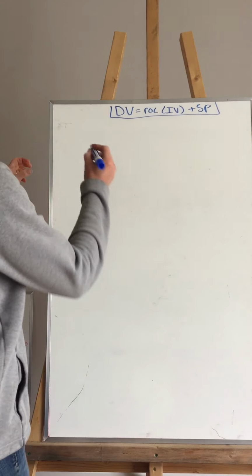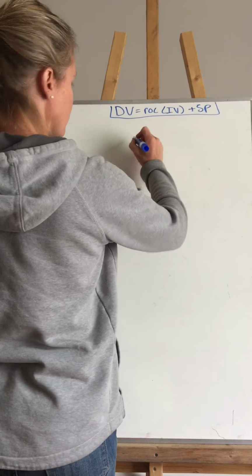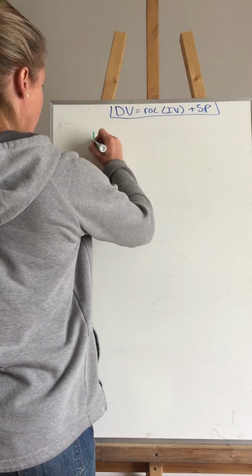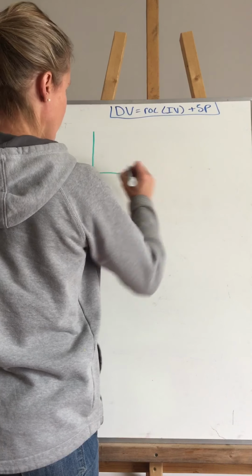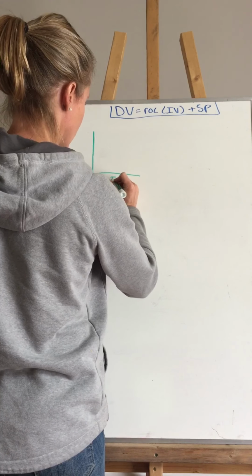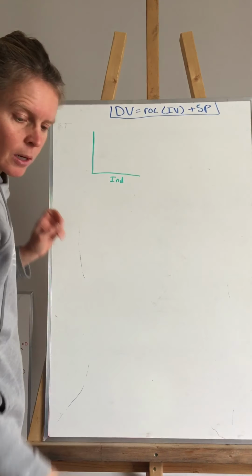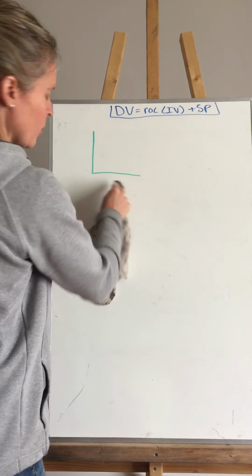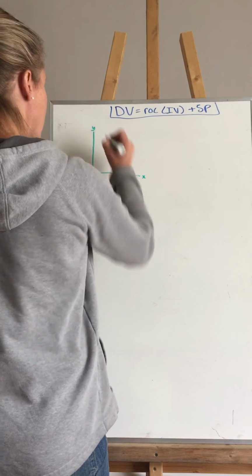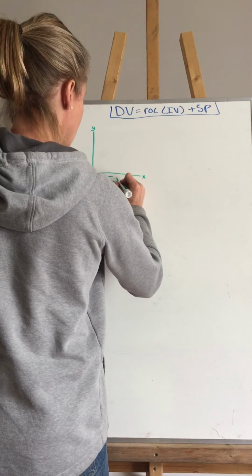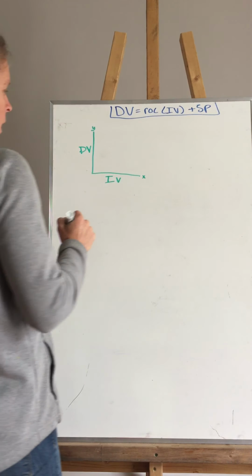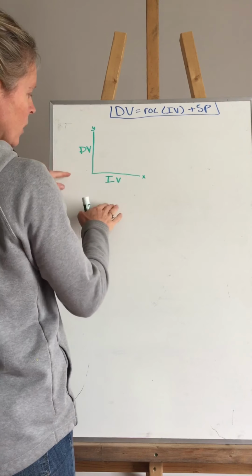So let's say you have a graph. We'll just draw a little mini one here. Let's do it in green. As you guys remember, our independent variable goes along here. This is our independent variable, IV. It goes along the x-axis or the horizontal axis. This is your dependent variable. It's pretty easy to mix these two up.